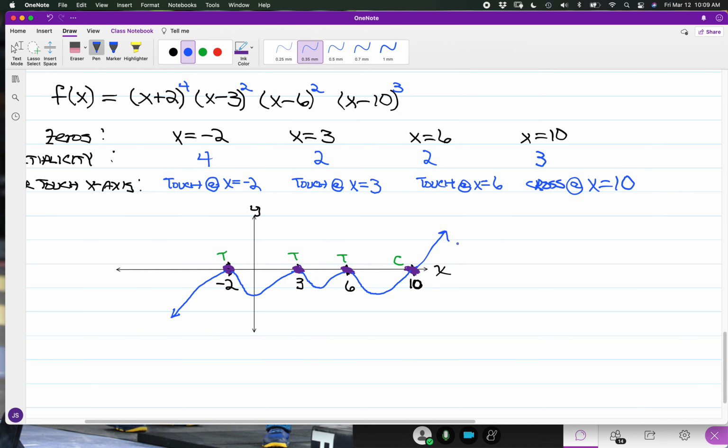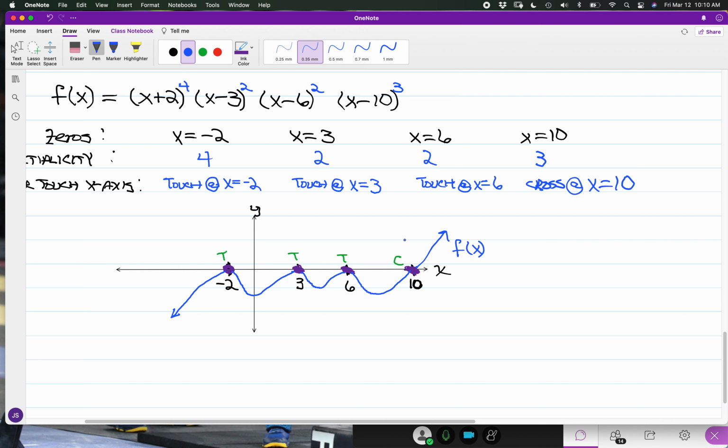So that would be the nature of the graph for this particular f of x. Now, I'm not drawing this according to scale, and it might be that the relative minimum between 3 and 6 will actually be lower than what I have near the y-axis. But I just wanted to show you touch at x equals negative 2, touch again at x equals 3, touch again at x is equal to 6. But once we get to x is equal to 10, the rest of the graph of this function is going to be above the x-axis.